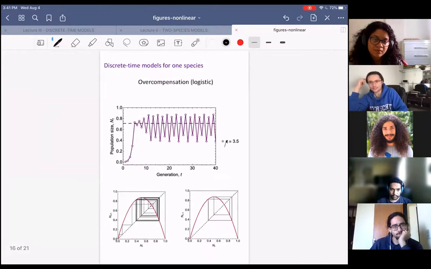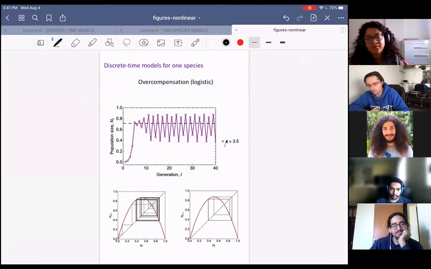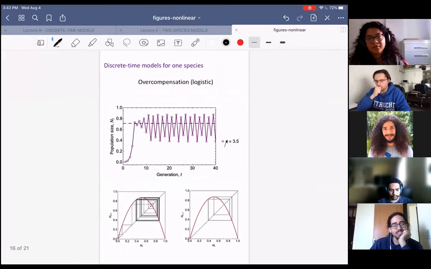So who wants to bet what happens? Sorry, I don't know by heart how many figures I put. Who wants to bet what's going to happen if I go above 3.5? Anyone wants to say something?